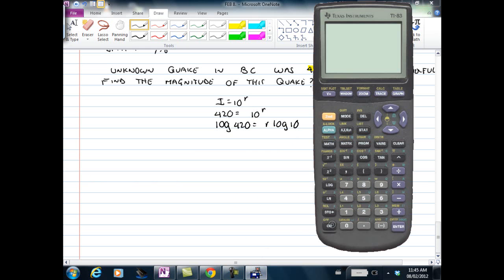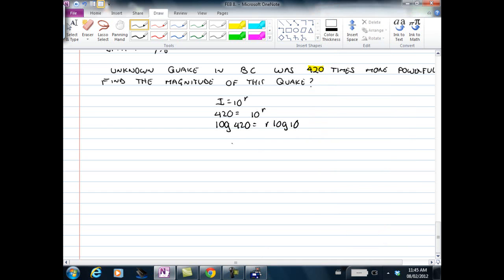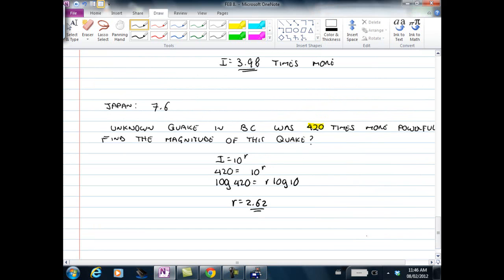Where'd you get the 10 from? It's in my original formula. Log 420 is 2.62, so R equals 2.62. But is that my answer? No. Think about what you have to do with that answer. Are you going to add or minus?